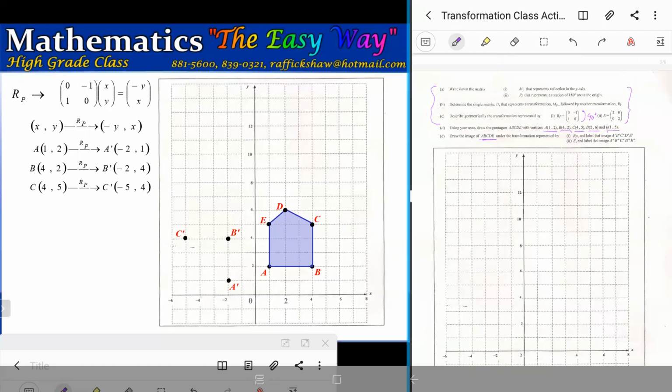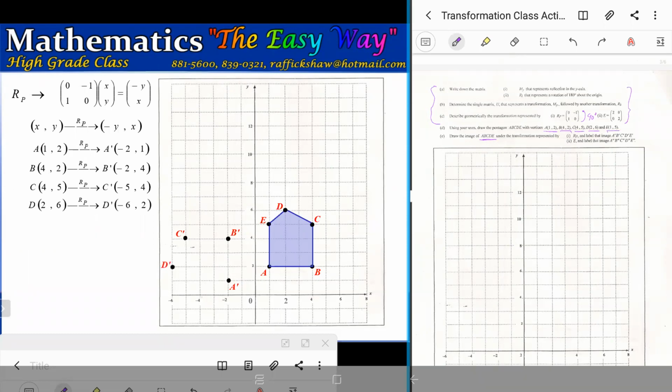We do the same thing to D. D, which is 2, 6, becomes -6, 2. When you rotate it anti-clockwise 90 degrees about the origin, it goes to -6, 2. So just put on the point -6, 2 right there.